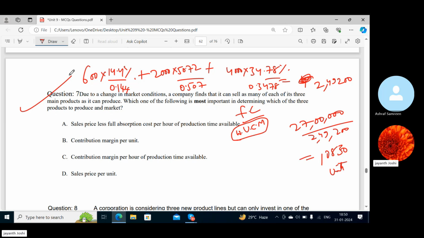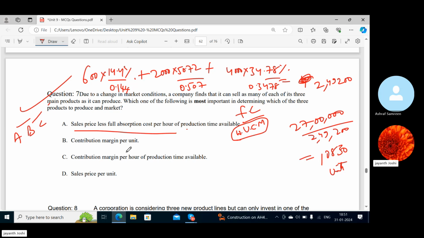Sales price. Which one of the following is most important in determining which of the three products to produce and market? The product in which they are able to cover up maximum cost, that is better for them. So the product which can generate, suppose there are three products A, B, C, the product out of them which can generate some good revenue where they can cover up all the cost, taking into consideration the scarce resources what they have for that 1 hour is the one which is more important. But this particular is not giving that information to us, correct? Yes.